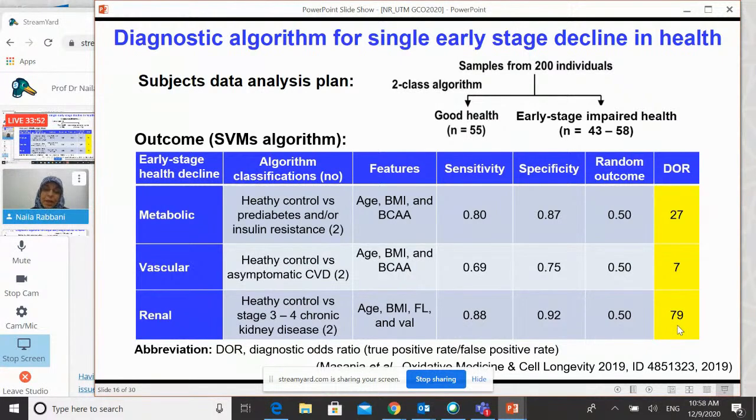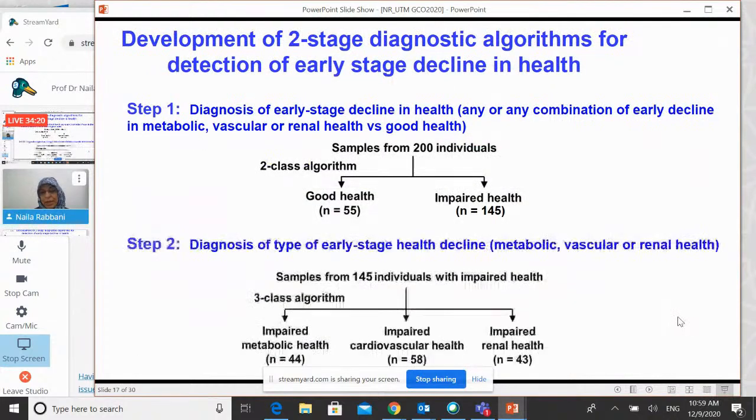So I would like to just mention that currently in clinical chemistry, diagnostic methods are used for a diagnostic odds ratio of 4 and above. So here we are giving you a diagnostic odds ratio between 7 and 79. It is pretty good. It's really good.